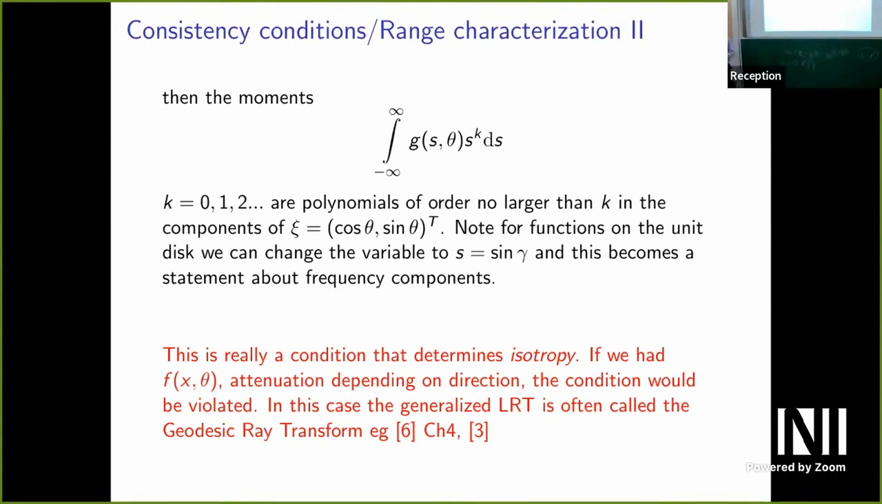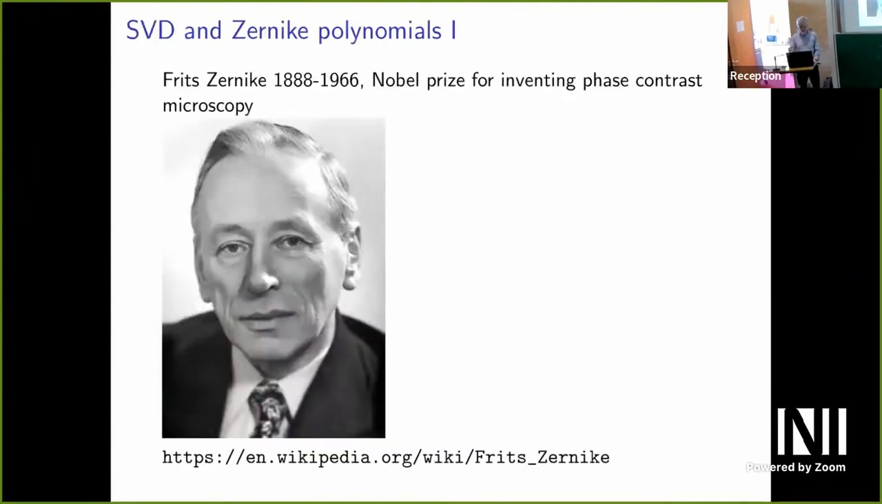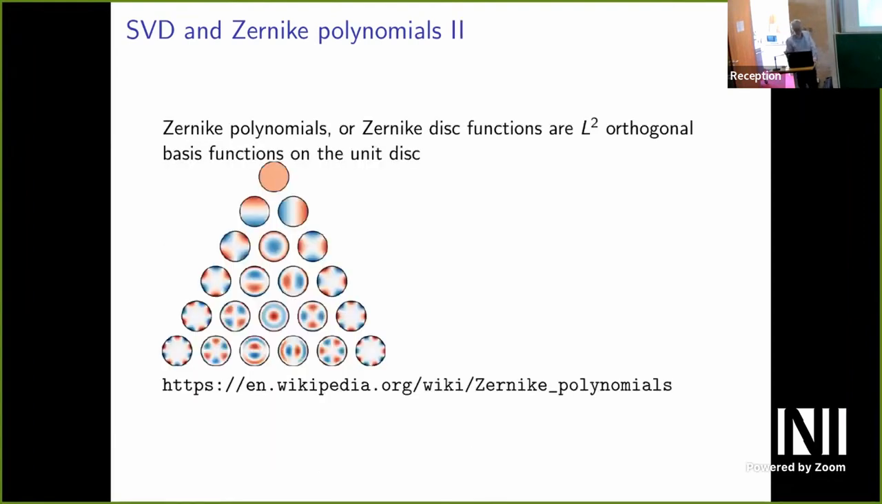Yeah, this is sometimes called the geodesic X-ray transform or the geodesic ray transform, for mathematical reasons. So I showed this guy in my workshop one tool. What a hero, especially a hero for optometrists, but he also got a Nobel Prize for phase contrast microscopy, which I think was also pretty cool. And what he did is invent the Zernike disk functions. There's a picture, and you can see the hierarchy of functions you get. You can see that it's got higher frequency components as you go down, but it's also got a spatial variation. They're a basis for L2 functions on the disk, an orthogonal basis that spans all the L2 functions on the disk.